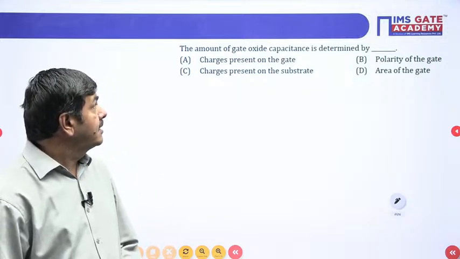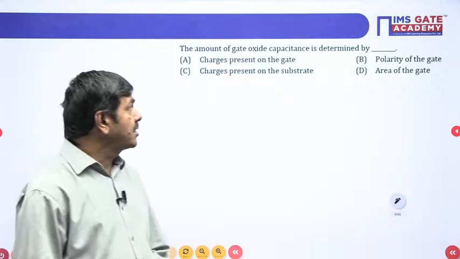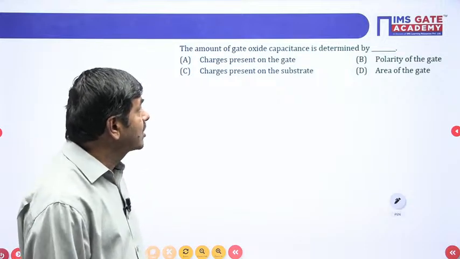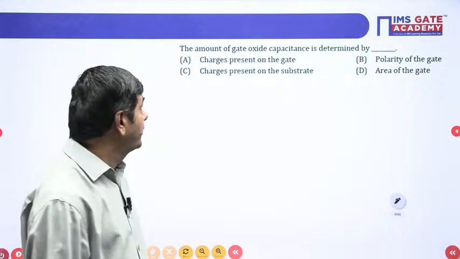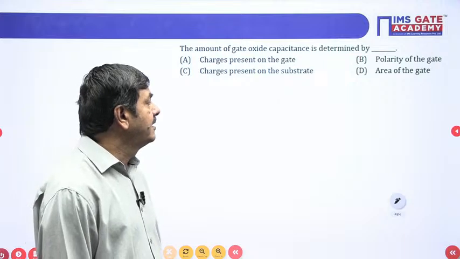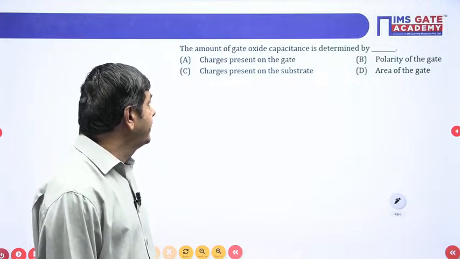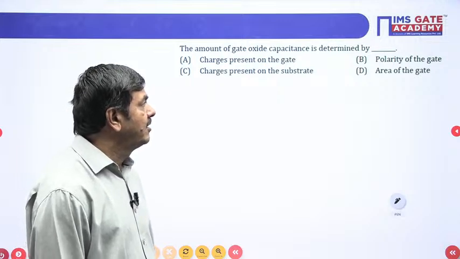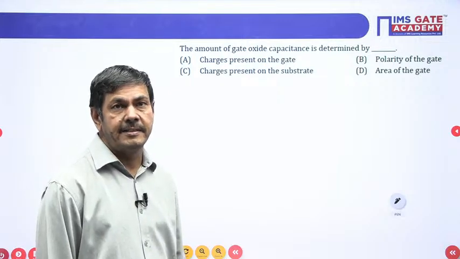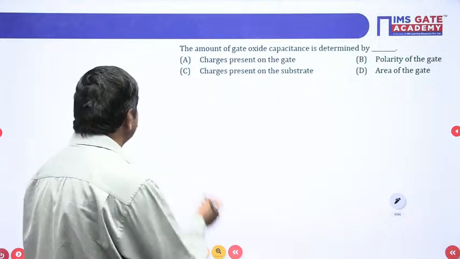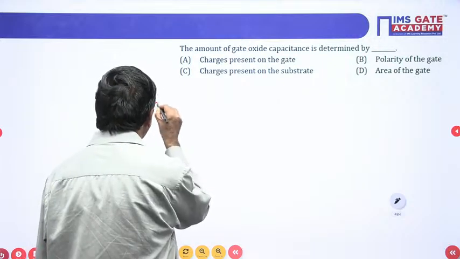What is this question? The amount of gate oxide capacitance is determined by: option A, charges present on the gate; option B, polarity of the gate; option C, charges present on the substrate; option D, area of the gate. Which option is right? It's a very simple question. Directly you can write here now.